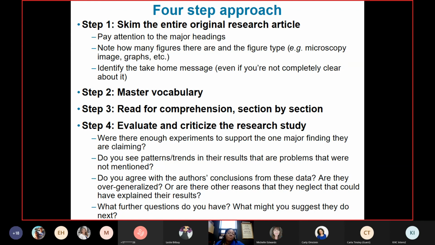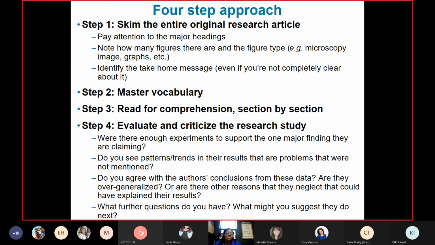Third, you're going to read for comprehension. So you're going to go section by section. Now, the interesting thing about this approach, you don't necessarily have to read a lung cancer research article the way you read a novel, right? Or an article in like the New York Times, so to speak. You actually can start with different sections.